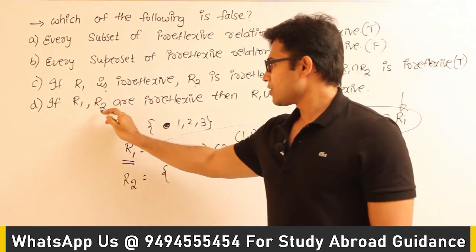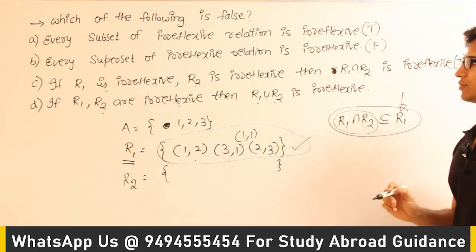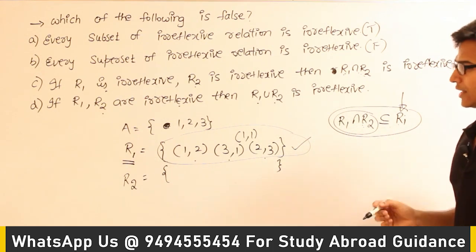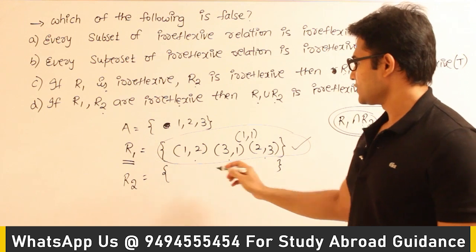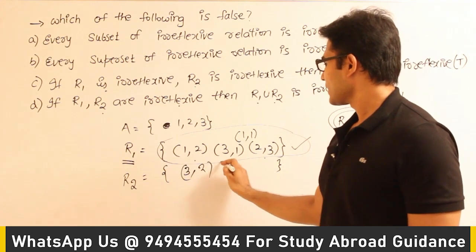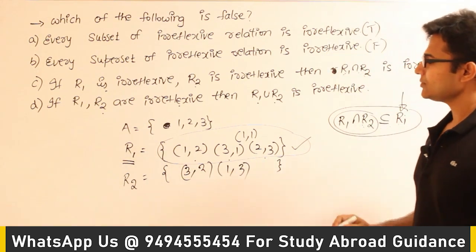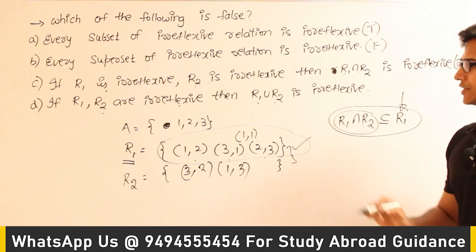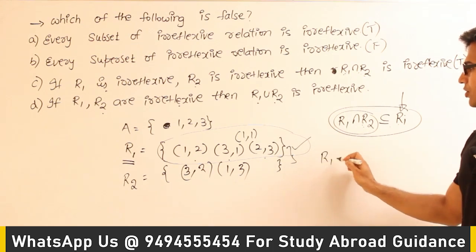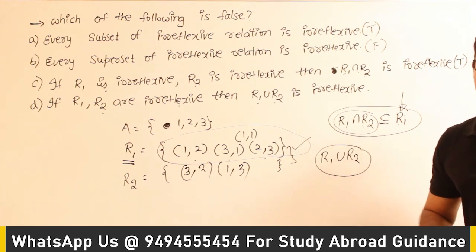If R1 and R2 are irreflexive, then what can we say about R1 union R2? See this. Let us form one more irreflexive set. Let me say (3, 2) and maybe (1, 3), something like this. If these two are irreflexive sets, what can you say about R1 union R2?